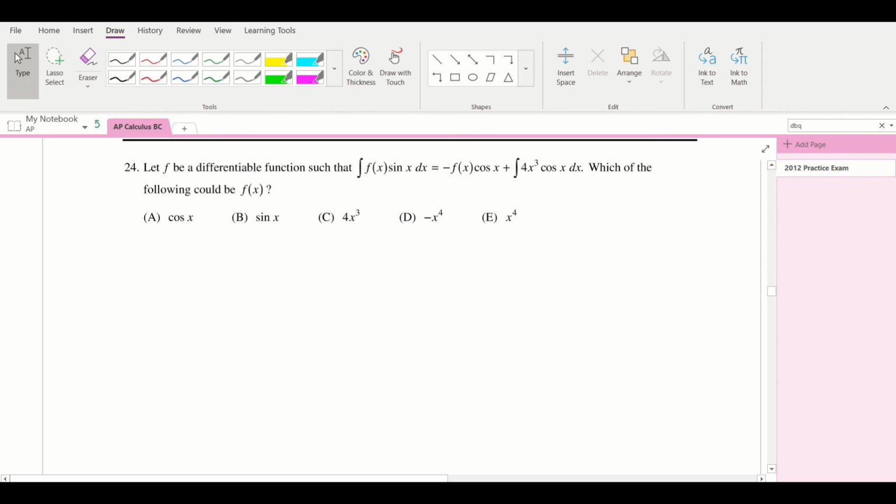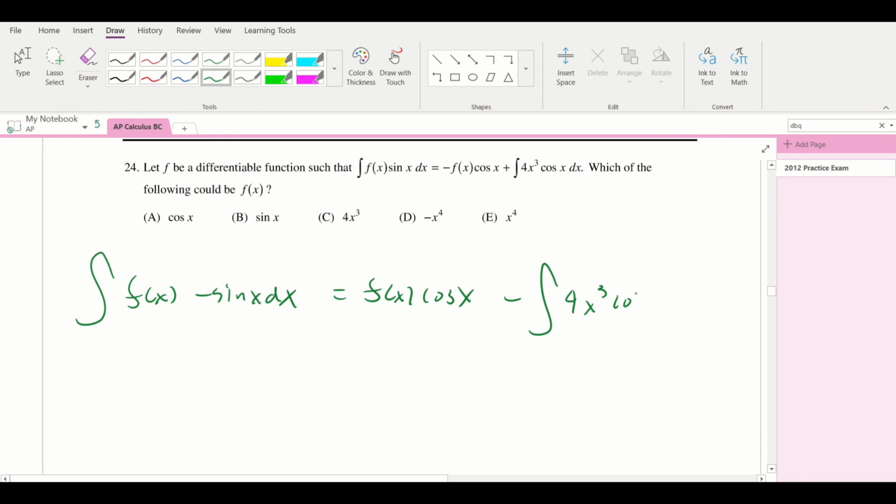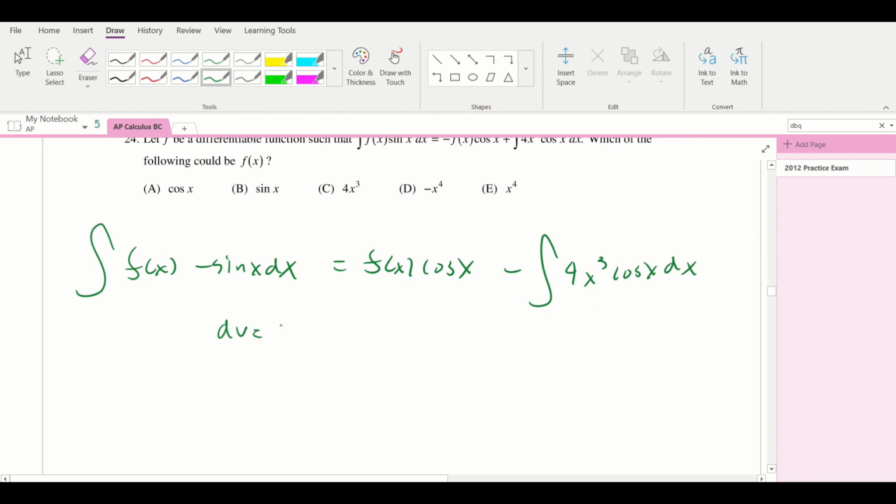If we multiply both sides by -1, we have the integral of f of x times negative sine x is equal to f of x cosine x minus the integral of 4. Now this looks a lot like integration by parts, because if we have dv equals negative sine x, then v equals the cosine of x, right?